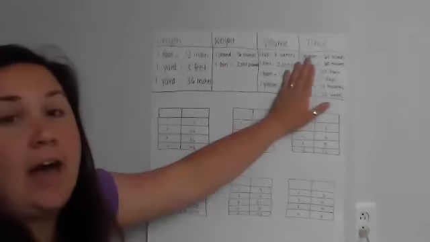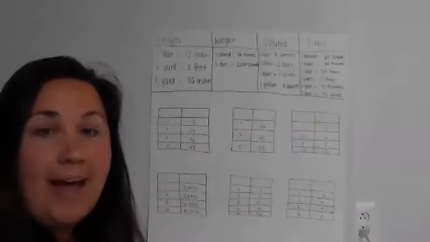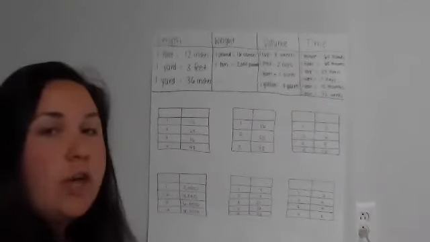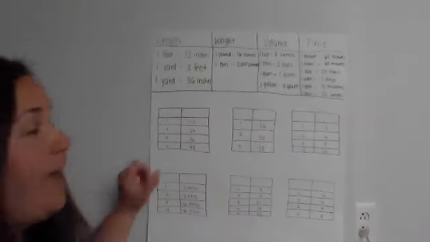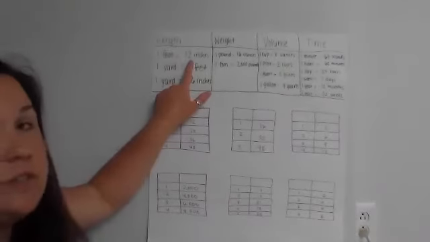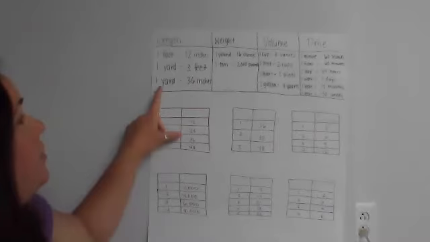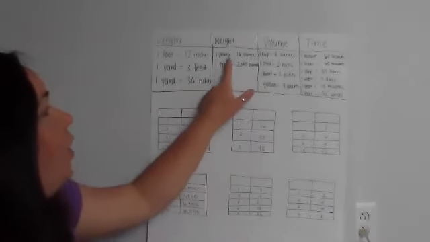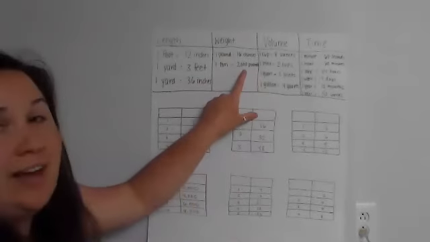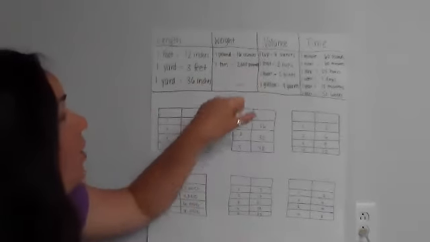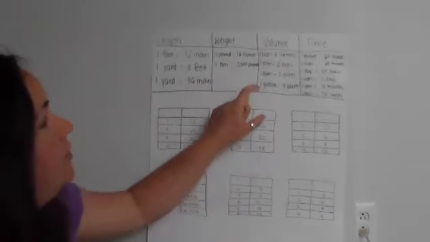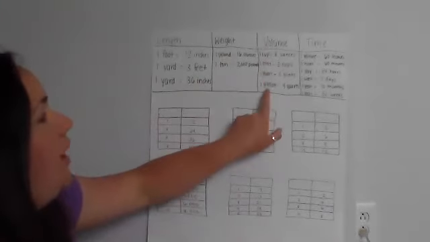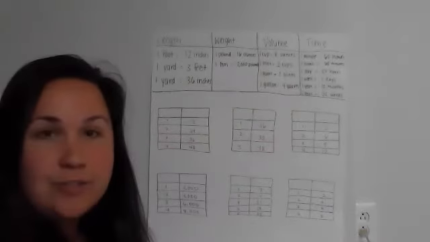Up here, I have some conversions for you to keep in mind as we are finding the patterns between these numbers in our charts. So for example, under length, I have 1 foot equals 12 inches, 1 yard equals 3 feet, and 1 yard equals 36 inches. Under weight, I have 1 pound equals 16 ounces, and 1 ton is 2,000 pounds. Under volume, 1 cup equals 8 ounces, 1 pint equals 2 cups, 1 quart equals 2 pints, and 1 gallon is equal to 4 quarts.